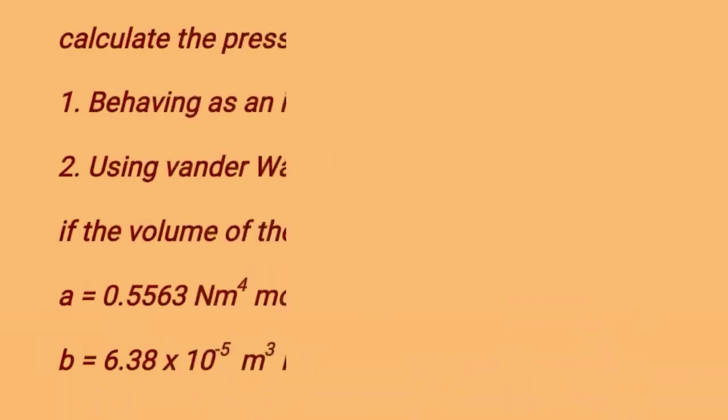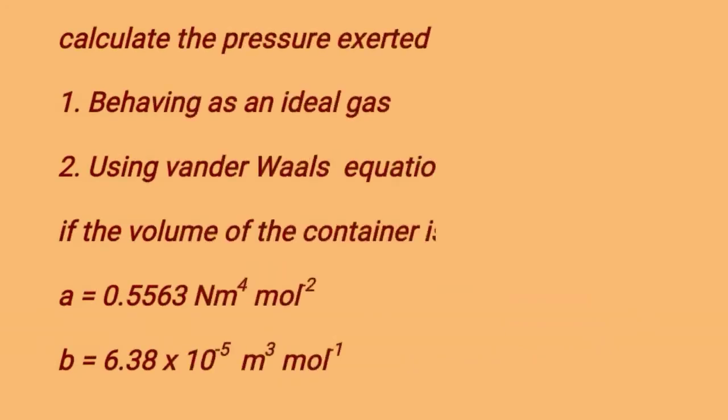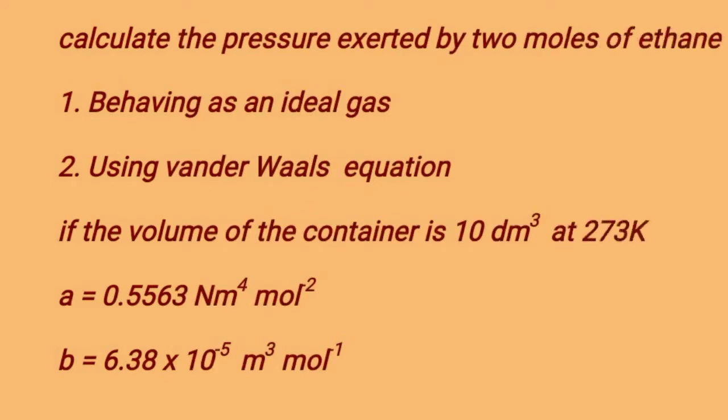Calculate the pressure exerted by 2 moles of ethane behaving as an ideal gas, and secondly using van der Waals equation, if the volume of the container is 10 dm cube at 273 Kelvin. In this case, van der Waals constants A and B are given. So let's start this.